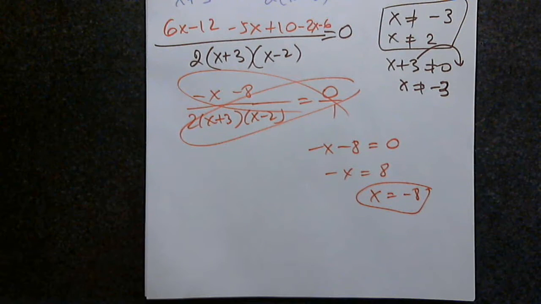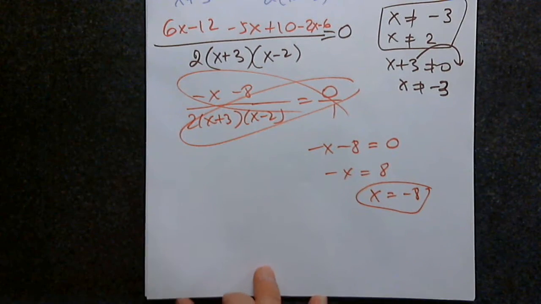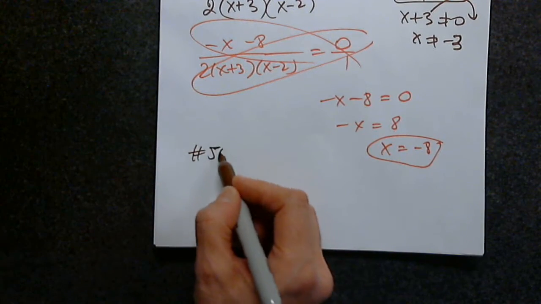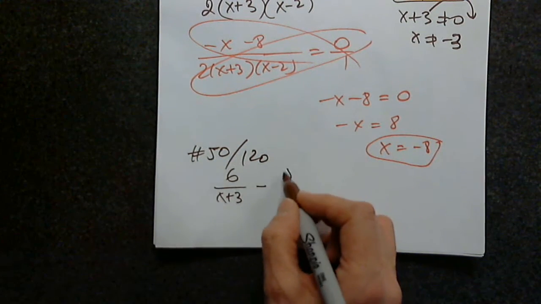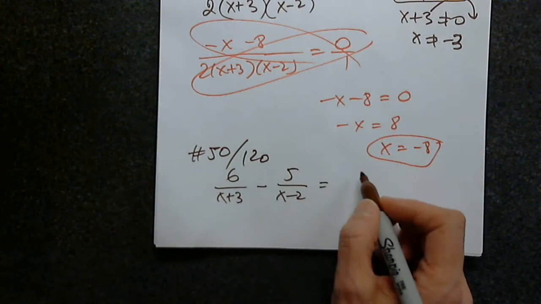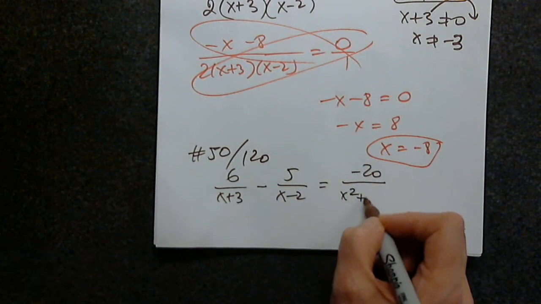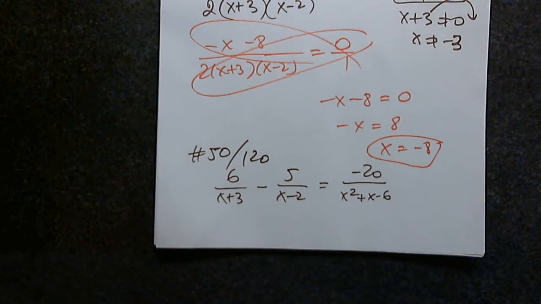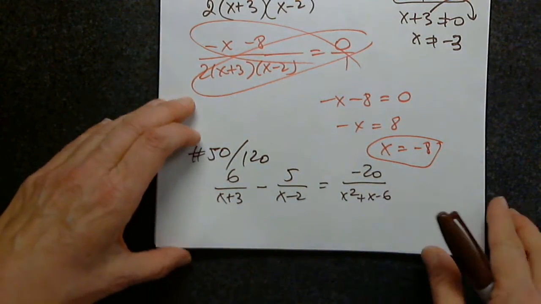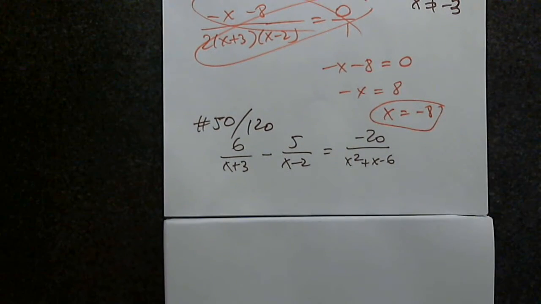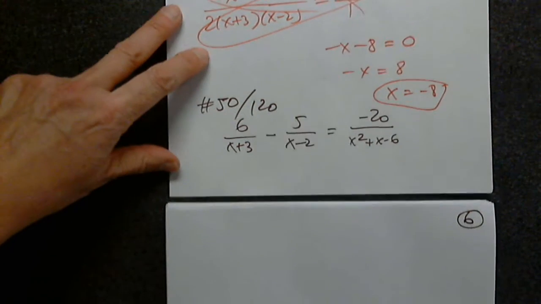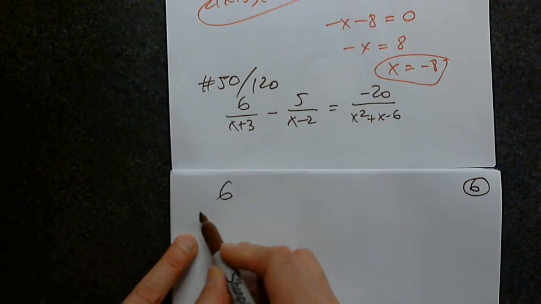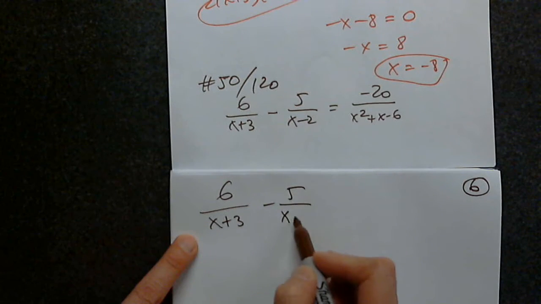Here's another problem. Let's say number 50, same page, 120. 6 divided by x plus 3 minus 5 divided by x minus 2 equals negative 20 over x squared plus x minus 6. Again, if you like to use my method, then we will write 6 over x plus 3 minus 5 over x minus 2, and then?